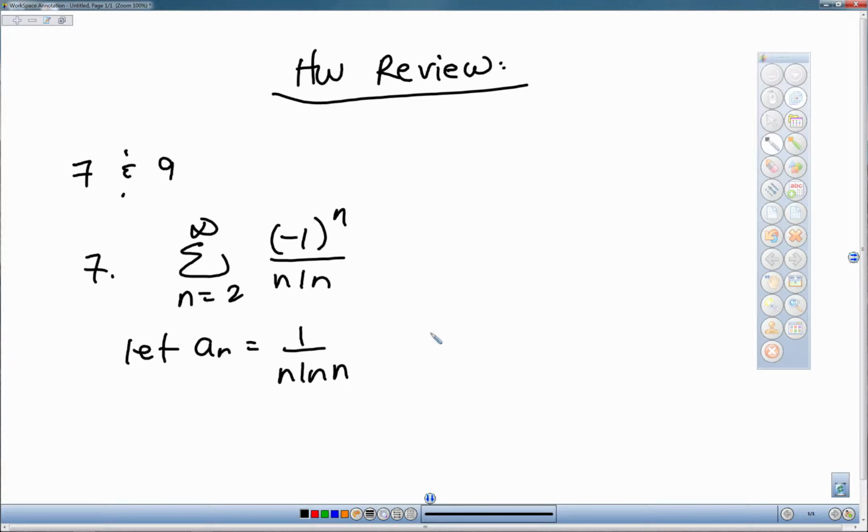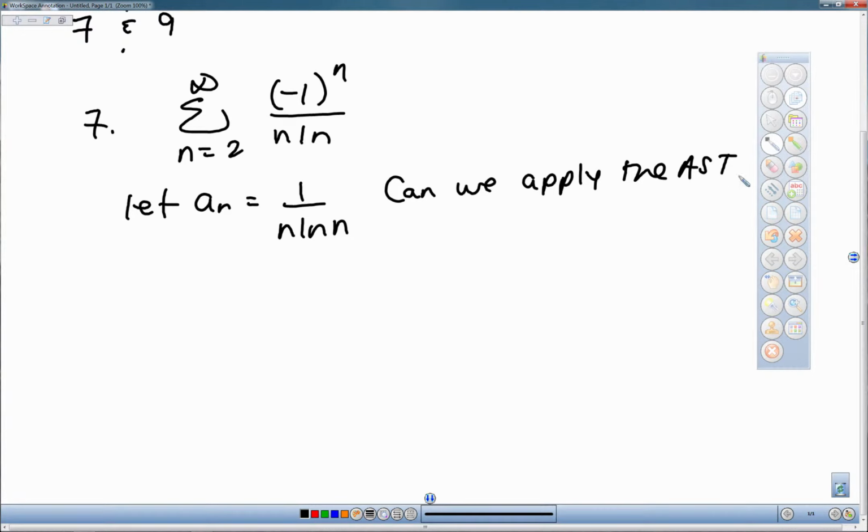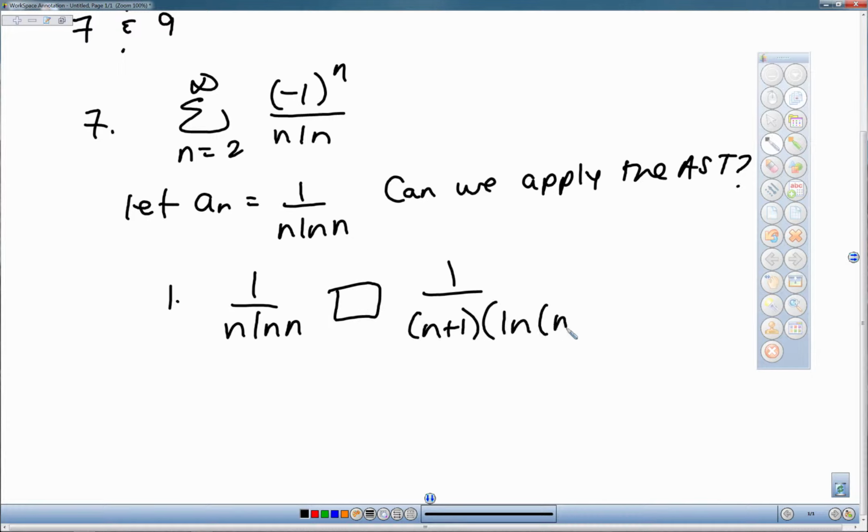Well, my first question is this: being that we're dealing with an alternating series, can we apply the alternating series test? Well, let's determine two things here. Number one, let's compare the nth term to the nth plus first term. So how does 1 over n times the natural log of n compare to 1 over n plus 1 times the natural log of n plus 1?